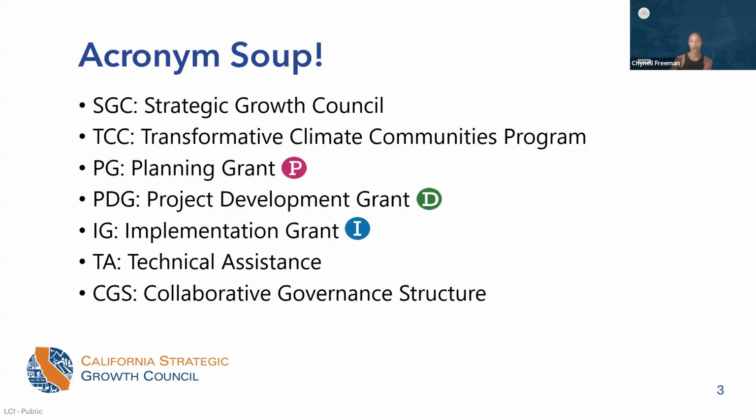Before we begin, let's go over common acronyms that we'll be using as we discuss the program. The first is SGC, and that is the Strategic Growth Council. TCC, Transformative Climate Communities Program. PG, Planning Grant. PDG, Project Development Grant. IG, Implementation Grant. TA, Technical Assistance. And lastly, CGS, Collaborative Governance Structure.